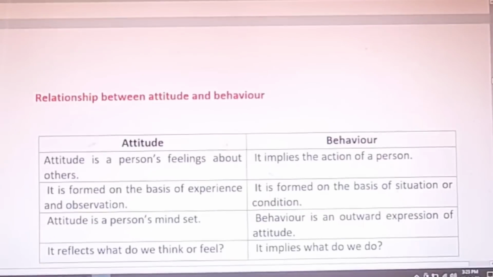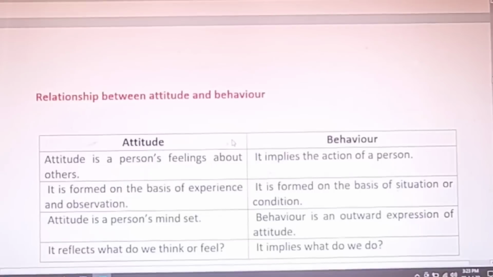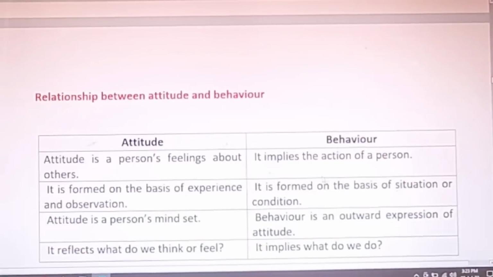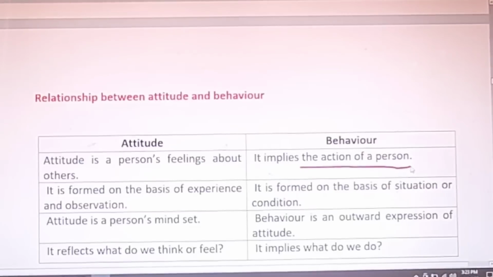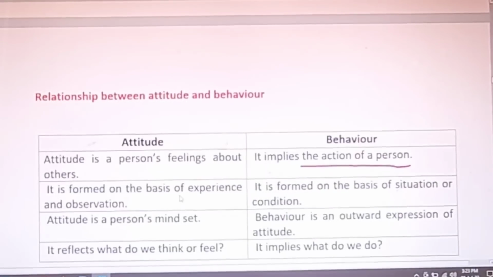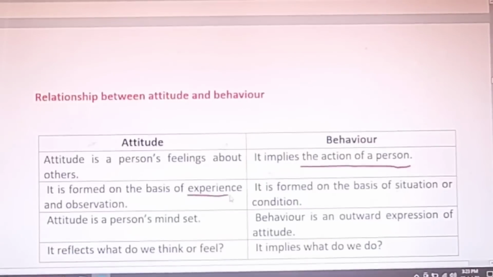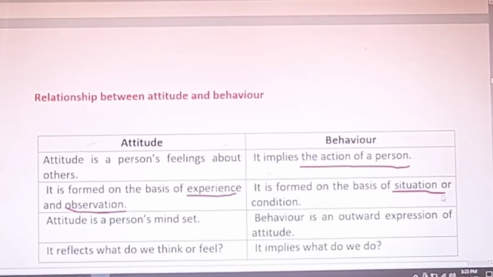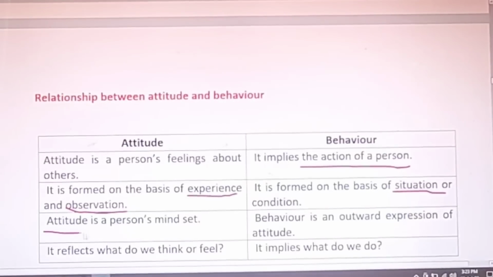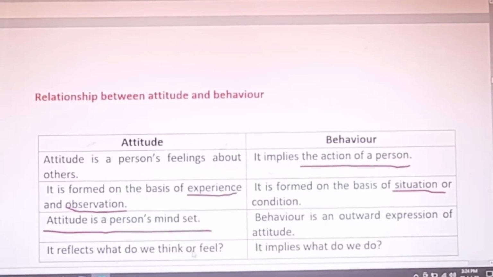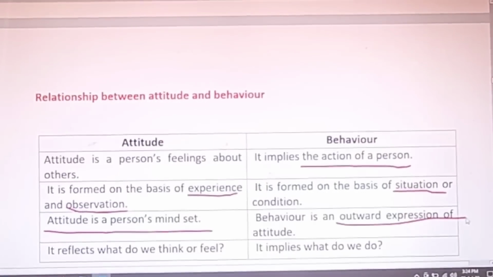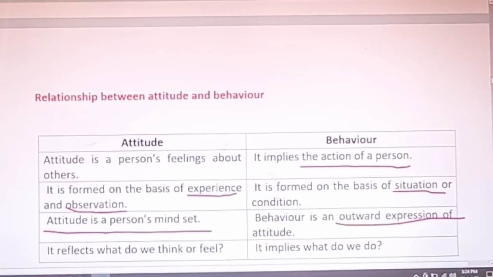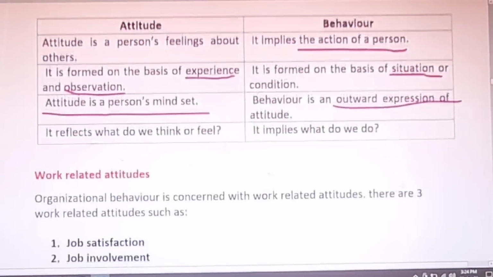Then this one is the difference between attitude and behavior. Attitude is a person's feelings about others, whereas behavior is the action of the person, right? And attitude is formed on the basis of experience and observation. Okay, but behavior depends on situation or condition. Attitude is a person's mindset, whereas behavior is an outward expression of our attitude. So like this, you can even write a few more points on this.